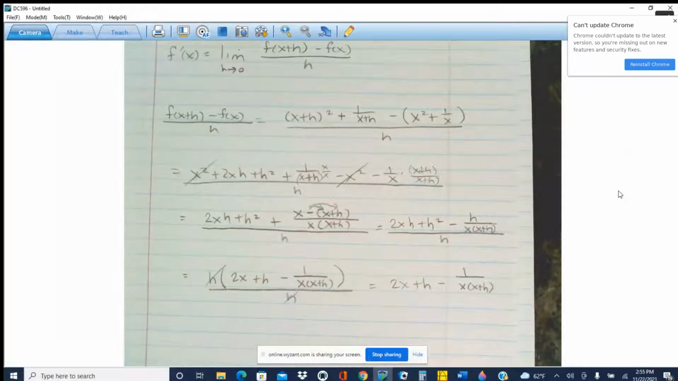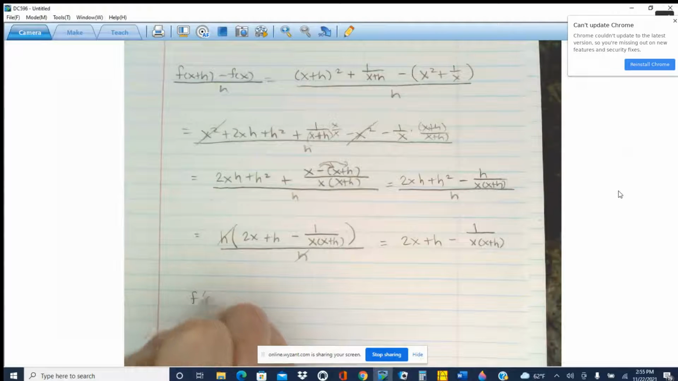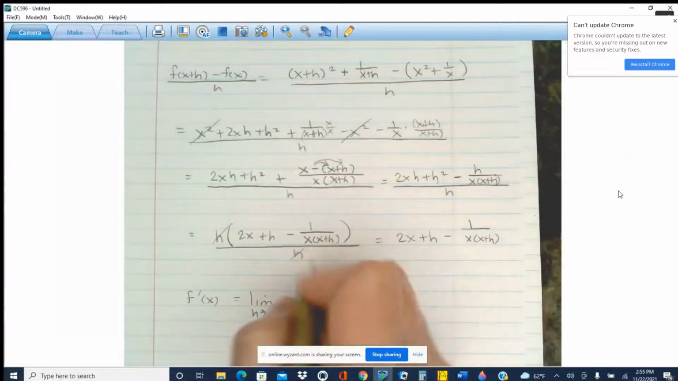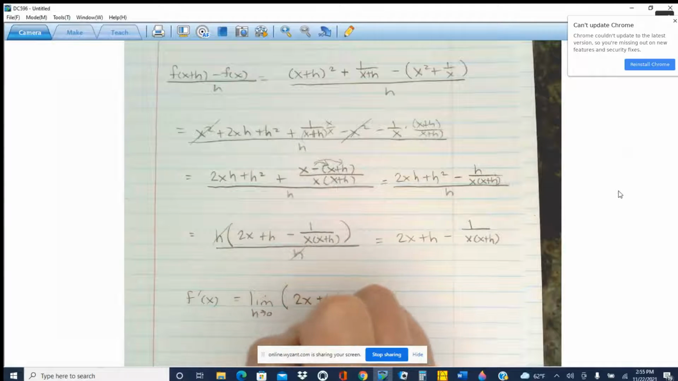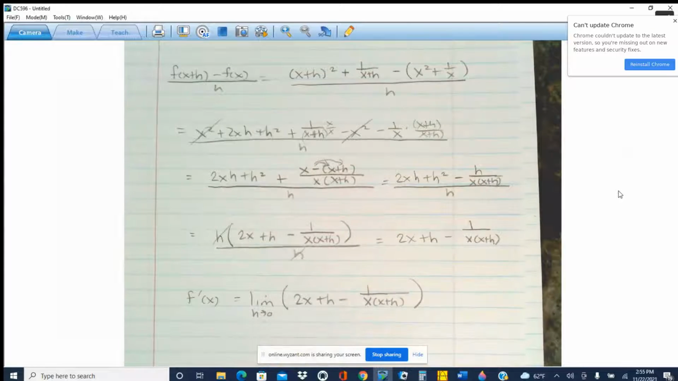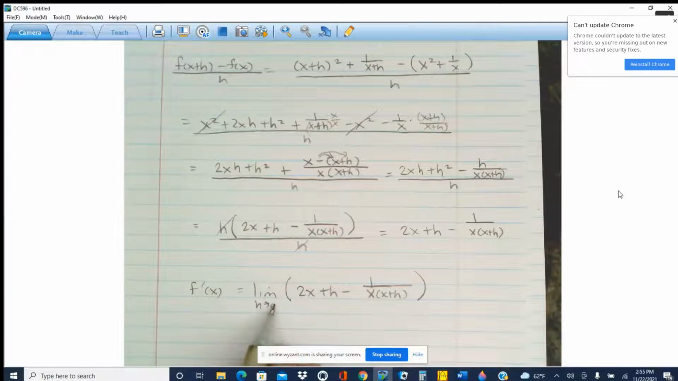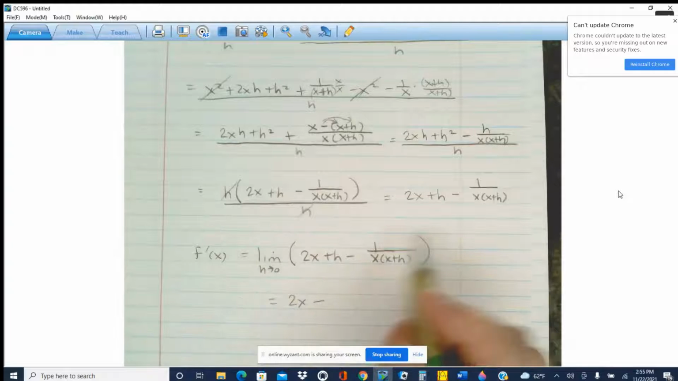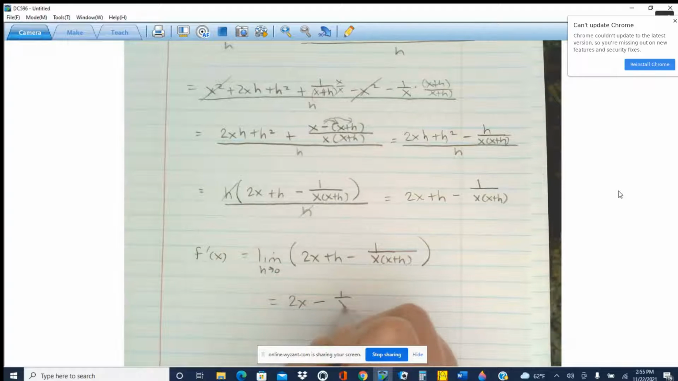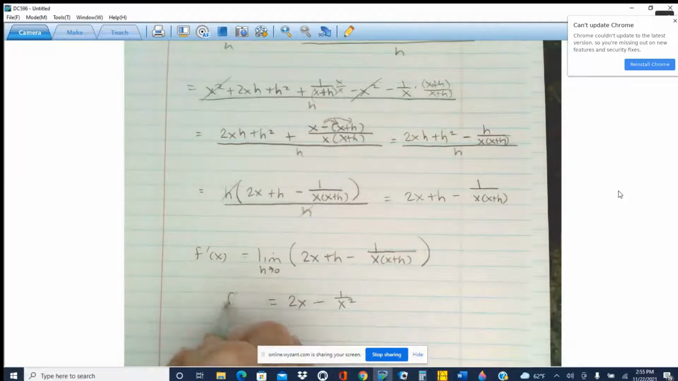The denominator went away. So now my derivative, f prime of x, is the limit as h approaches 0 of this expression that's been simplified. Now, if h starts looking like 0, 2x is not affected, but that h kind of goes away. 2x. And then I get 1 over x times x because h is going to 0. So that's 1 over x squared. And there's my derivative.